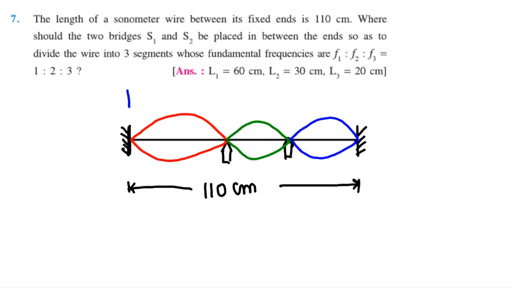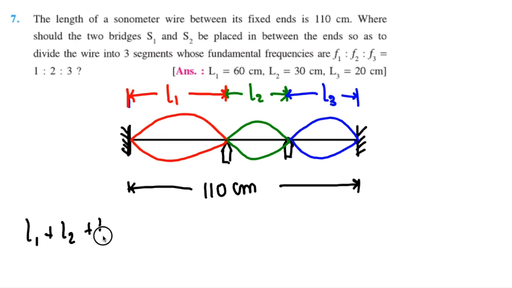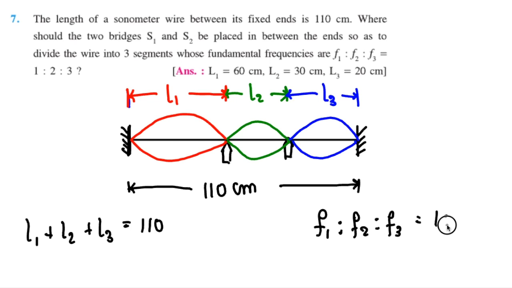So this is my length L1, this is my length L2, and this is my length L3. We need to find out what these lengths will be, but we have one equation, that is L1 plus L2 plus L3 sums up to 110 centimeter. And one more relation is given to you, f1 is to f2 is to f3 equals 1 is to 2 is to 3.